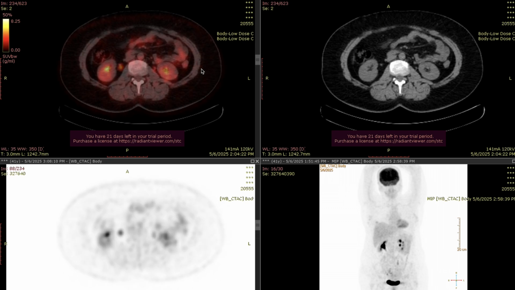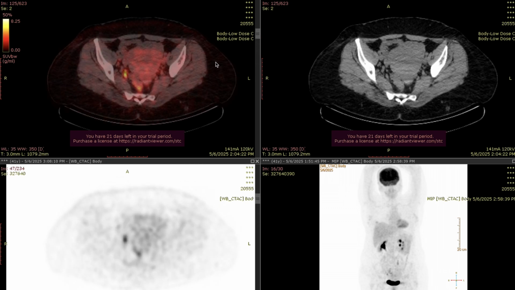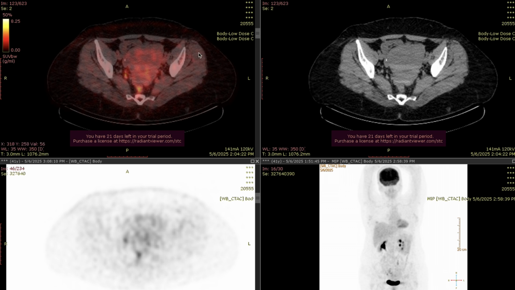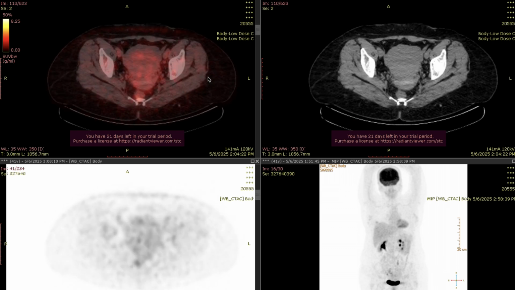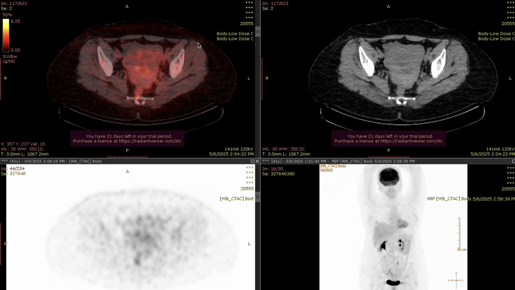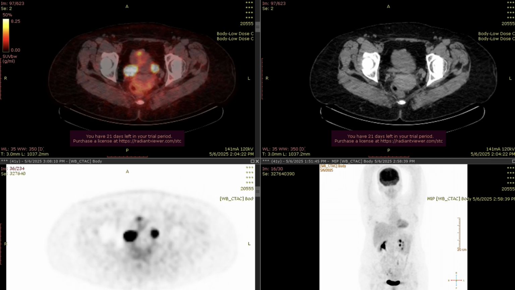And everything in there is normal renal activity. This is excretion of the radioactive material. This is a somewhat enlarged uterus with minimal diffuse FDG activity. It's likely physiological in nature. It's likely due to menstrual cycle, and no evidence of hypermetabolic concerning lesions.